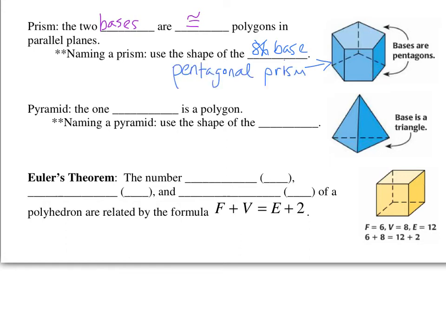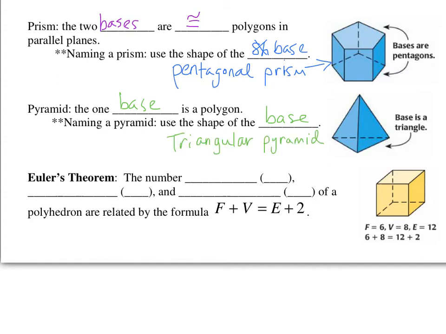So now when we're talking about a pyramid, we only have one base, and it's not parallel to anything. So in this one on the right, the triangle at the bottom is the shape of our base, and we also use the base itself to name our shape. So in this one, since it's a triangle, this would be a triangular pyramid.